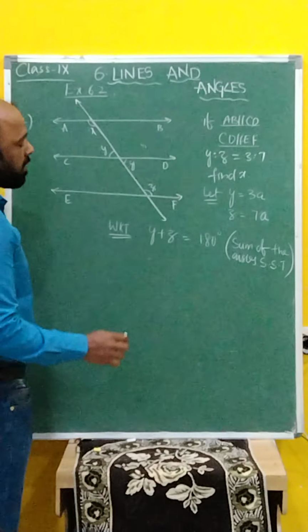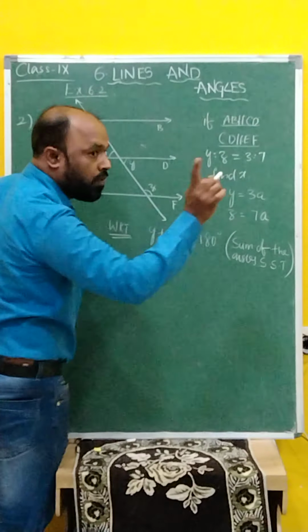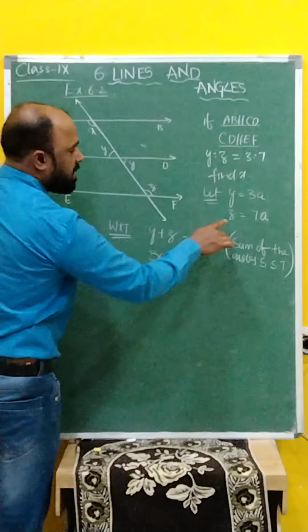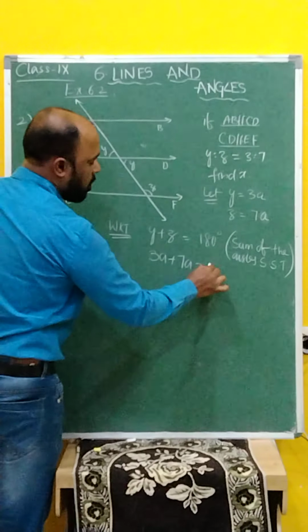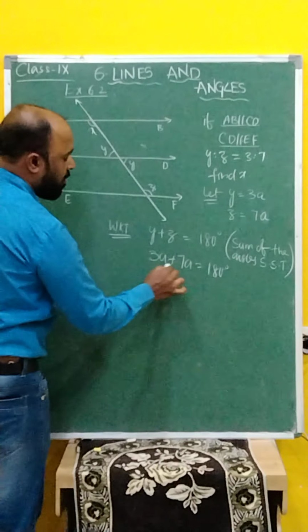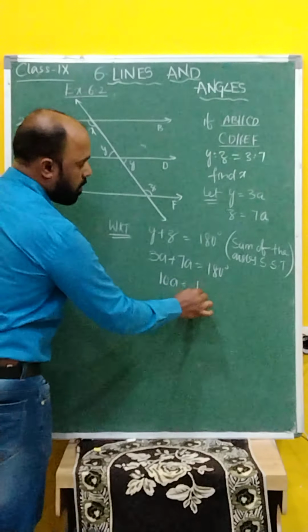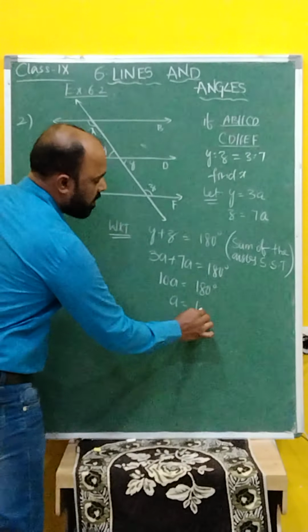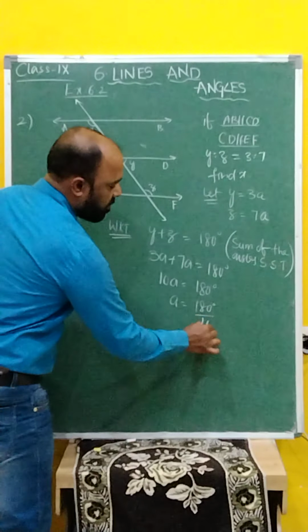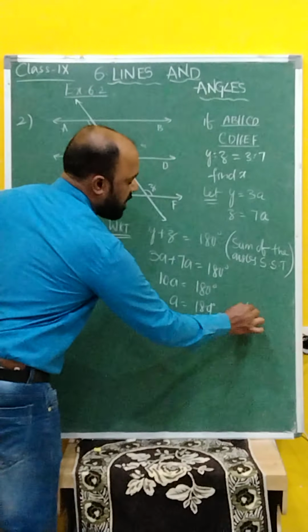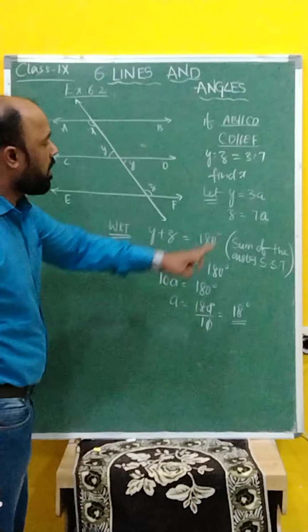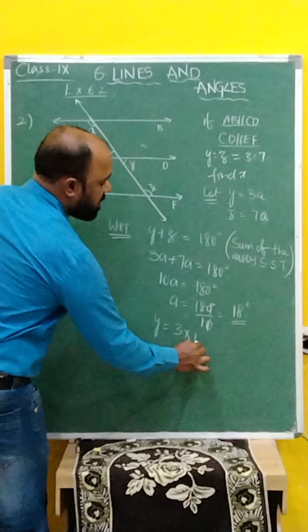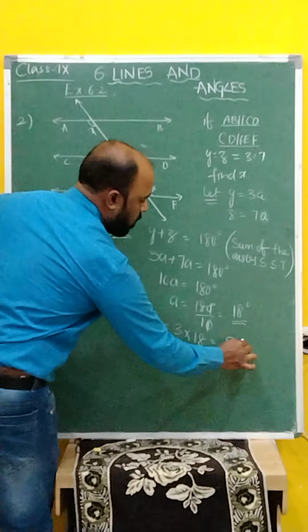Clear children? Now we have to find the a value first. y, which is 3a, plus z, which is 7a, is equal to 180 degrees. 7 plus 3 is 10a, equal to 180 degrees. So a is equal to 180 by 10. Zero, zero cancel, then a is 18. Clear children? We got the a value. Then find y first: y is equal to 3 into a, that is 3 into 18, which is 54 degrees.